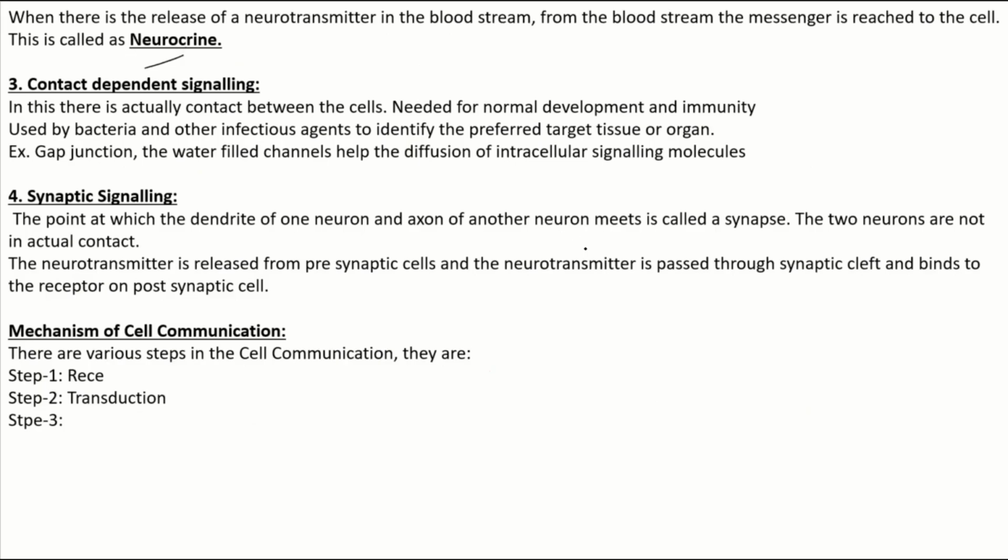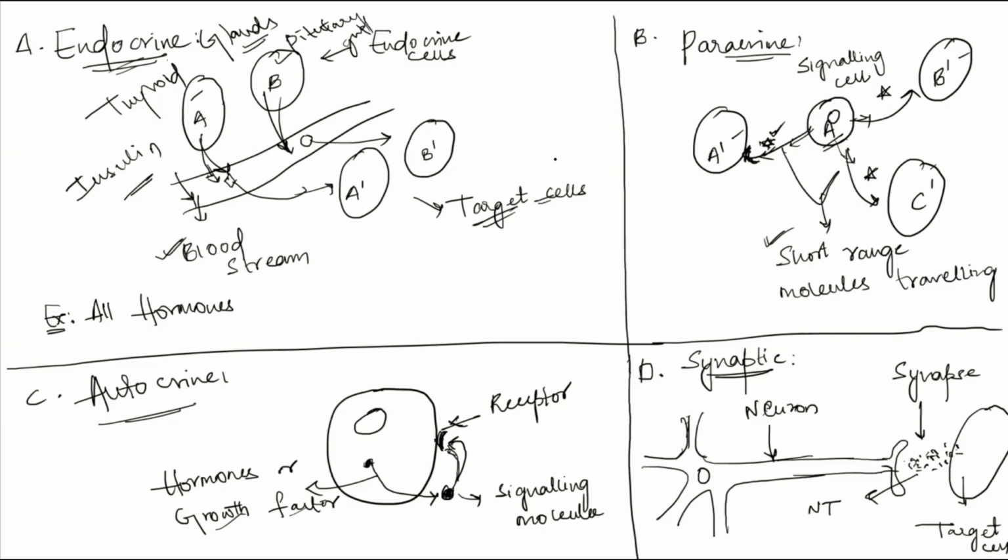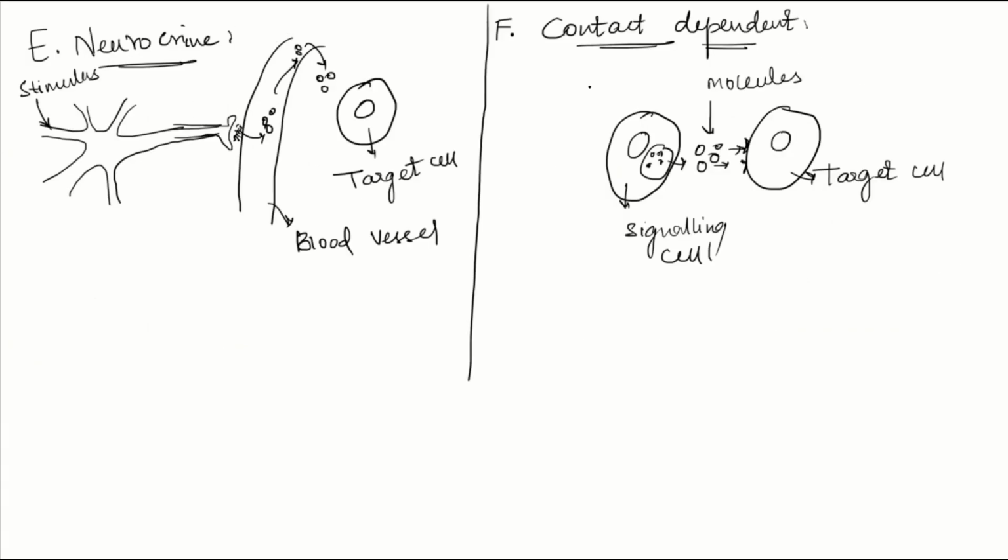Now next, contact dependent signaling. What do you mean by contact dependent signaling? In this, contact between the cells is needed for normal development and immunity, and is used by bacteria and other infections to detect the target cells.